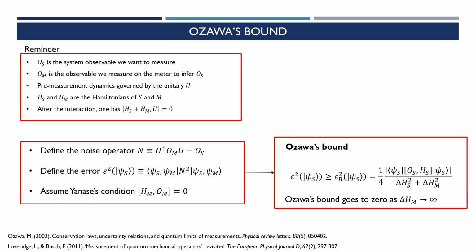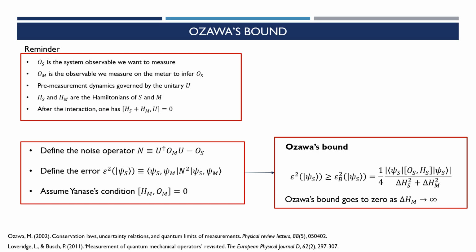So what Ozawa did in this paper is that he defined this noise operator, in which you can see you have the observable of the system, which is computed on the initial state, and then the observable of the meter, which is computed in the final state, and the difference between these two observables. He defines this error, in which he basically computes the average of the square of this operator. And this is 0 if your measurement is ideal. So if you can discriminate perfectly which was the state of the qubit at t equals 0.